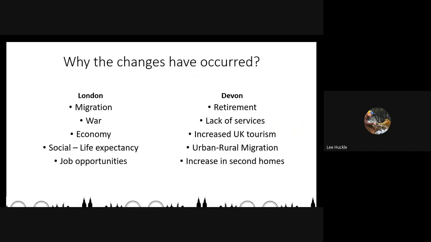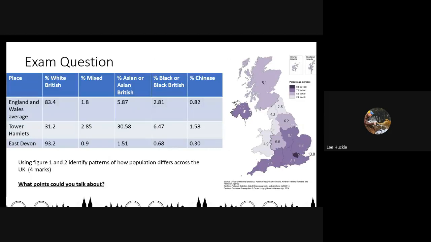And these were the main reasons, factors, if you like, that lie behind the characteristics and the changes that have occurred in both Tower Hamlets in London and the rural Devon area. And then we put another exam question to you. Again, you've got that set of data, same set of data as before, and it's a 4-mark question. You could get something like this in your exams using figure 1, which is the table of data, and then we throw in this figure 2.